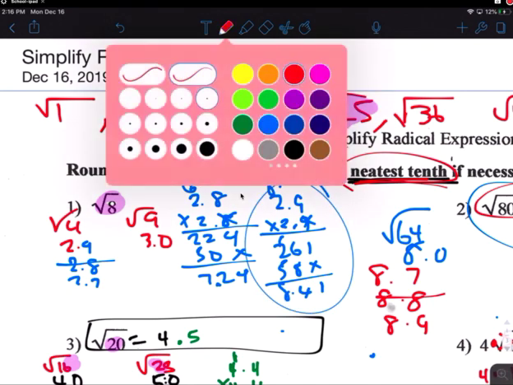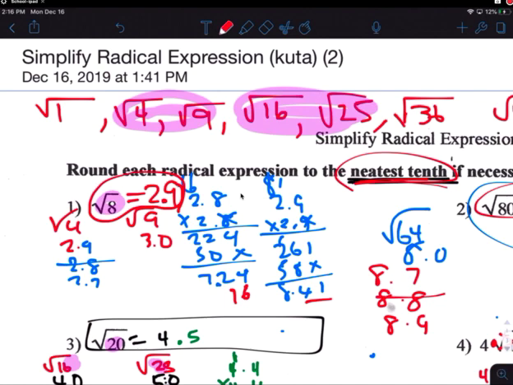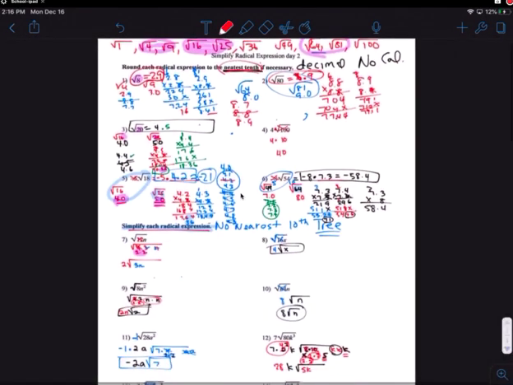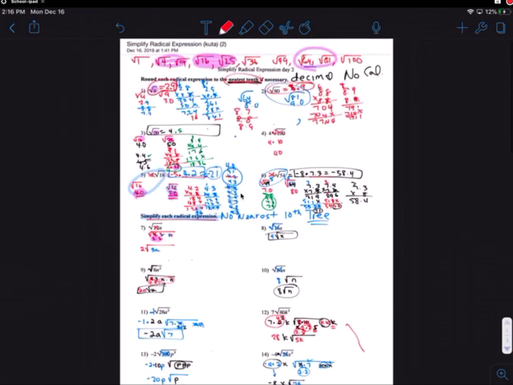It's 59 away. This is 49 over. 41 over. This is 76 over. So square root of 8 is 2.9. Okay, we're done with that page.